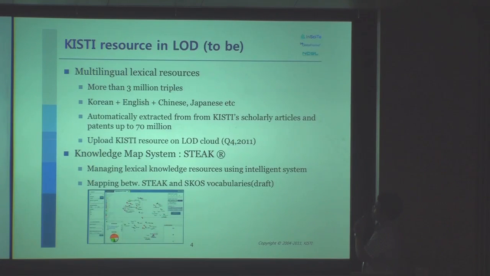And we are preparing another resource. It consists of a multilingual lexical resource. It includes more than 3 million words. It's composed of Korean, English, Chinese, and Japanese multilingual word pairs. It was automatically extracted from KISTI's scholarly articles and patents, up to 70 million. We will upload the KISTI resource to the LOD cloud this winter.